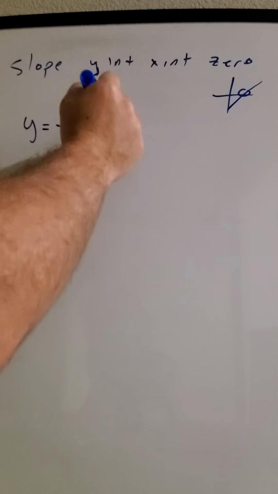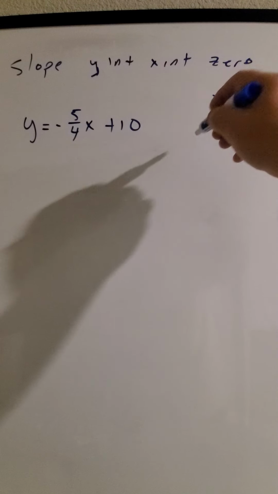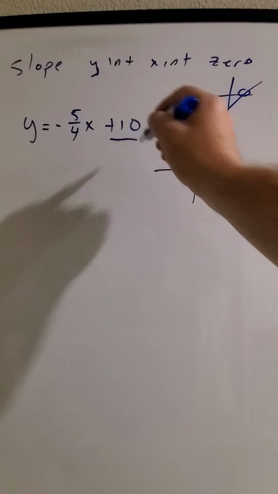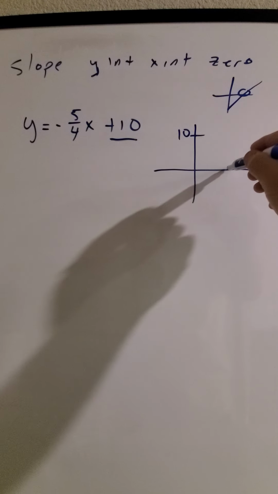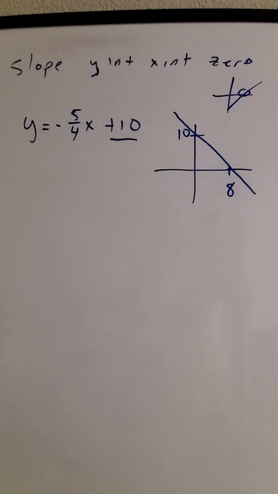5/4x plus 10. What we're going to do here is look at the graph. If we want to graph this thing, it's going to cross at 10. This tells us that. We can go down 5/4, down 5/4, and find out that we're going to cross at 8. And the line is doing something like this. So if we do that real quick, of course you can do it with a calculator, we have all the answers we're looking for.